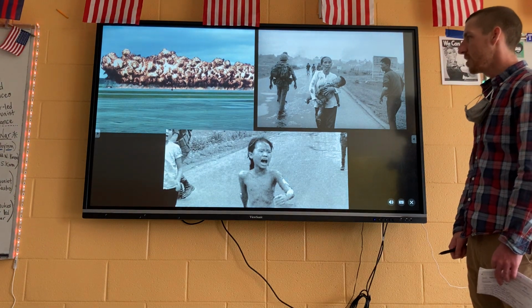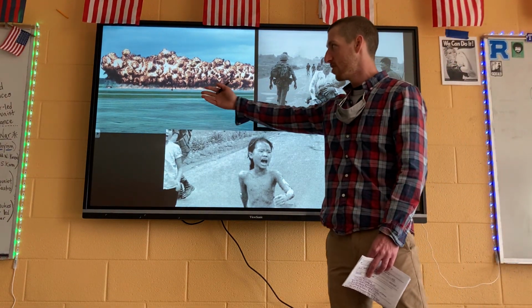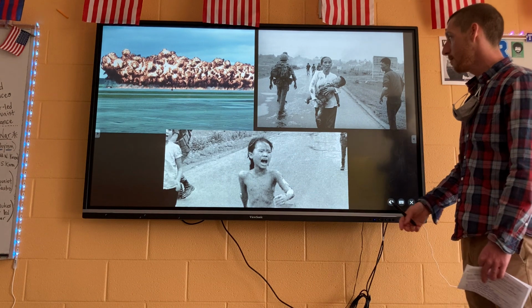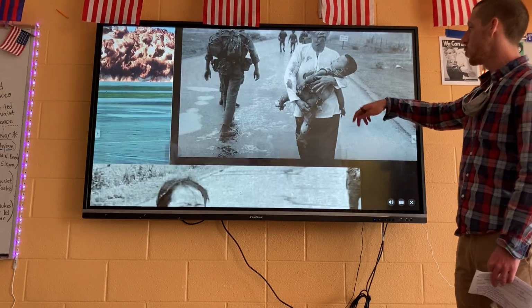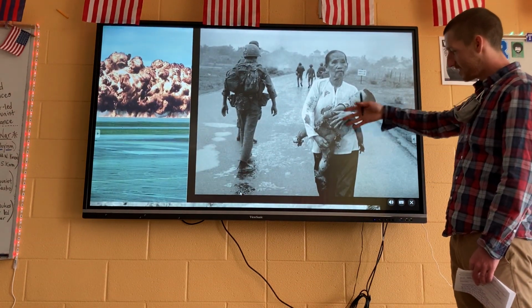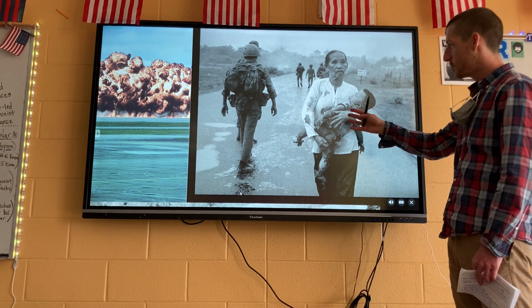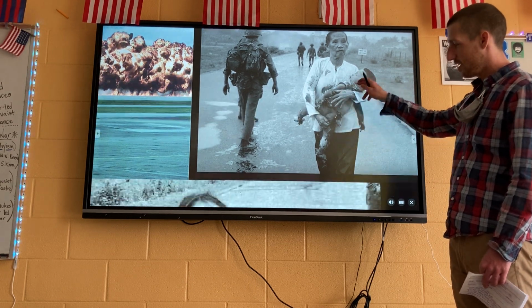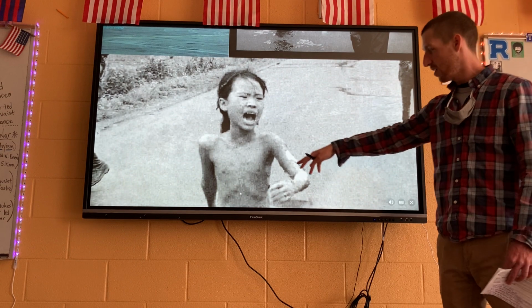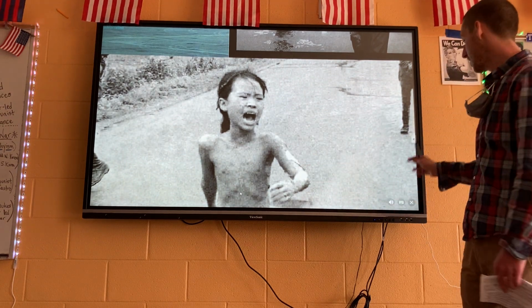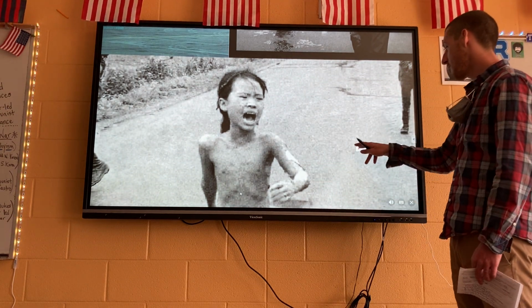All right, now, so this is napalm being dropped, and you can see it creates an extreme amount of fire. Here we have a young baby who is a victim of napalm, and you can see his skin and his clothes are just hanging off of him. He's been burned, most likely dead. This child here, you can see her skin is hanging off here. This is actually a very famous image. It's known as the Napalm Girl.